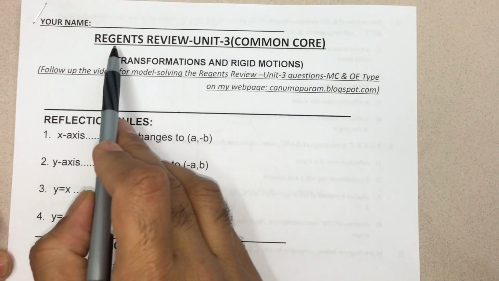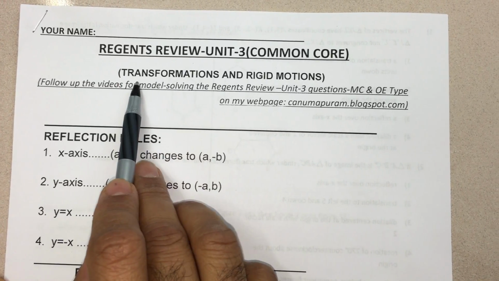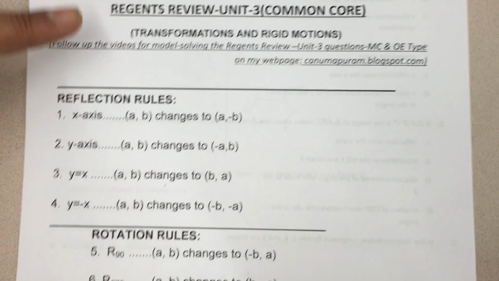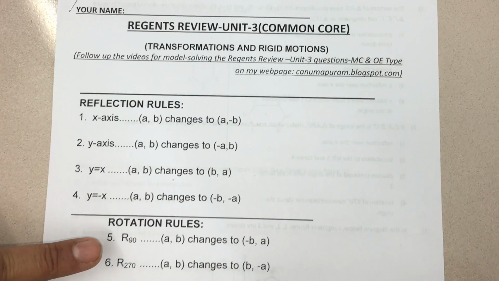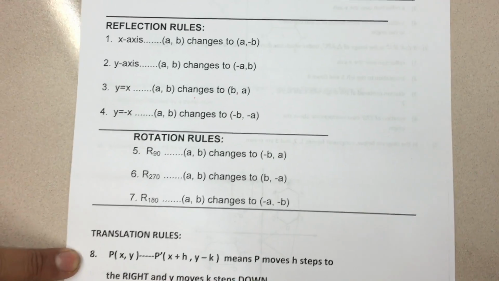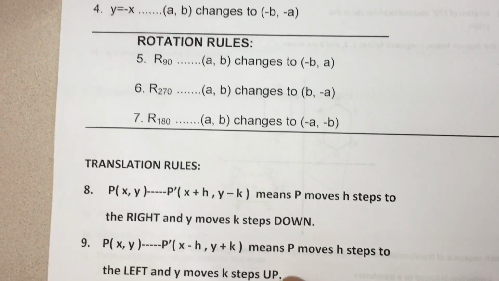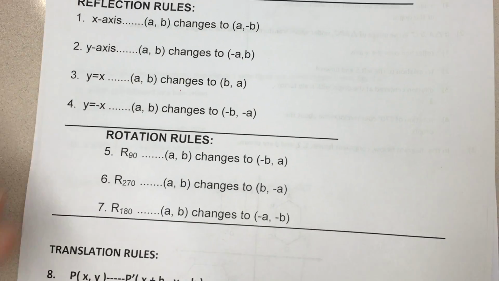Now, under this review, Unit 3, the chapter on transformations and rigid motions, I have provided all the rules for reflection, rotation, and translation. You have to be familiar with these rules so that you can do problems, whether multiple choice or open-ended, very easily in the exam. That is one facility here.